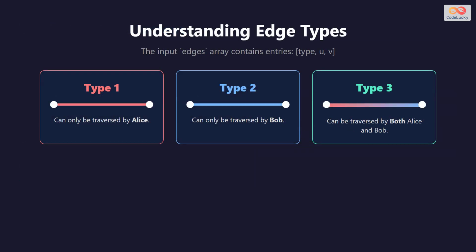The input gives us edges in a specific format. Type, U and V. Type 1 edges are strictly for Alice. Type 2 edges are strictly for Bob, and type 3 edges are shared, meaning both Alice and Bob can traverse them. This distinction is crucial for our strategy.